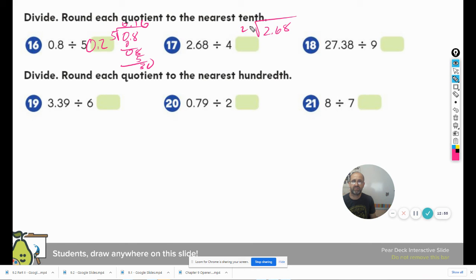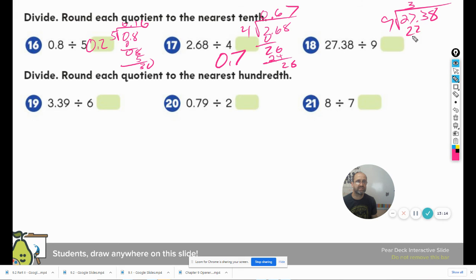2.68 divided by 4. Yeah, I'm just doing this. 0, 0, 2, 6. 6 times 4 is 24. 28. 4 goes into 28 7 times. I stop. Round that 6 up to a 7. 0 and 7 tenths. Finally, 27 and 38 hundredths divided by 9. I get 3. 3 times 9 is 27. I get a 0 and a 3. 9 goes into 3 0 times. 0 times 9 is 0. I get a 3. Bring down the 8. 9 goes into 38 4 times. That means I don't round up at all, and I just have a 3.